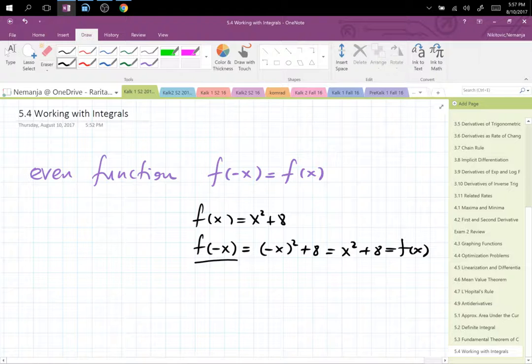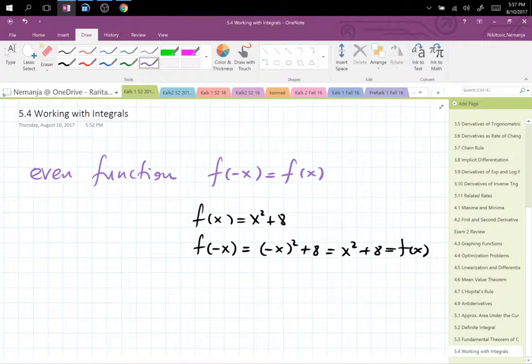So we have that f of negative x is the same as f of x, which means that the function that we put through the system was even. Cosine is an even function. Secant, as 1 over cosine, is an even function. 1 over x squared is an even function. There are a lot of even functions out there.